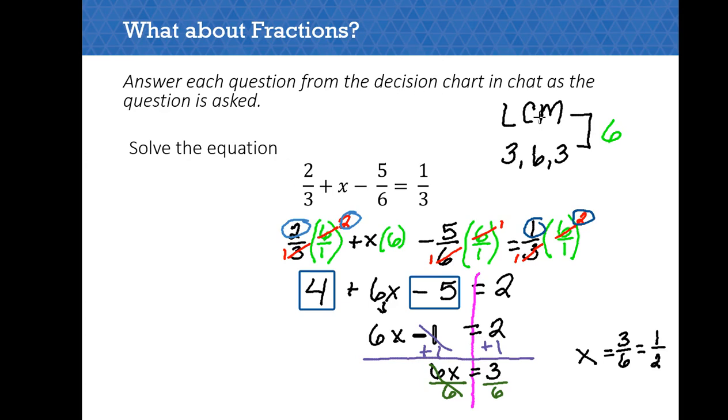So when we're dealing with fractions, we're going to identify the least common multiple, and then we multiply every term in the equation by the least common multiple. This is what you will do to get rid of the fractions and make it an equation more like what you're used to solving. Now be aware your answer may turn into a fraction, and that's okay.